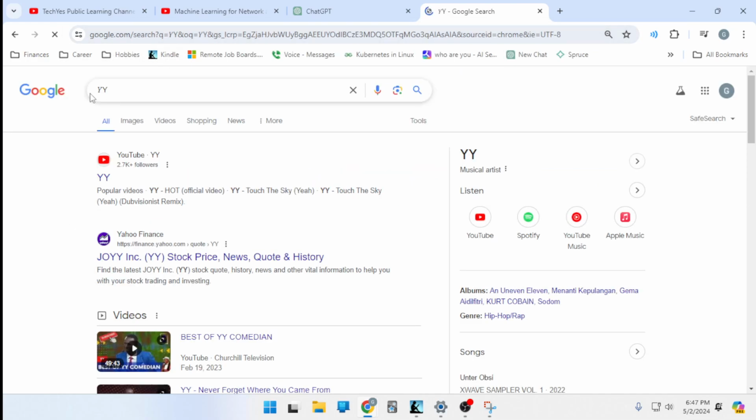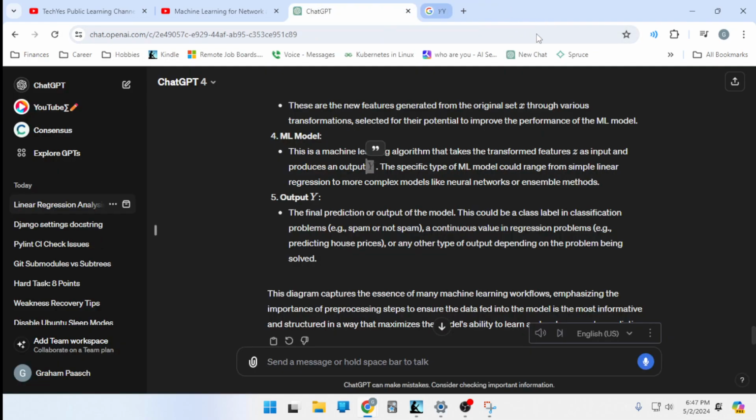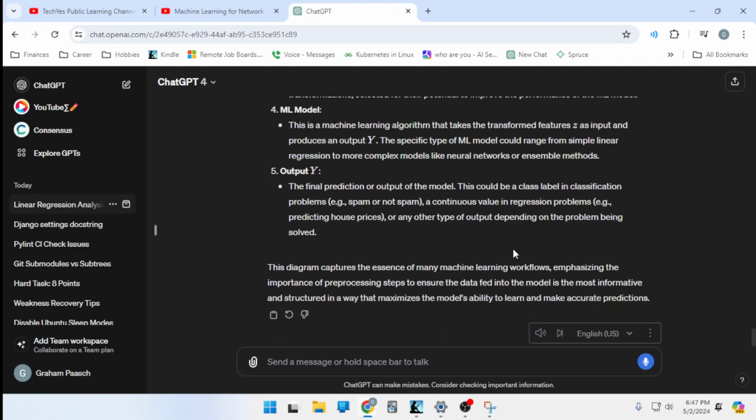This could be a class label in classification problems, e.g., spam or not spam, a continuous value in regression problems, e.g., predicting house prices, or any other type of output depending on the problem being solved. This diagram captures the essence of many machine learning workflows, emphasizing the importance of preprocessing steps to ensure the data fed into the model is the most informative and structured in a way that maximizes the model's ability to learn and make accurate predictions.